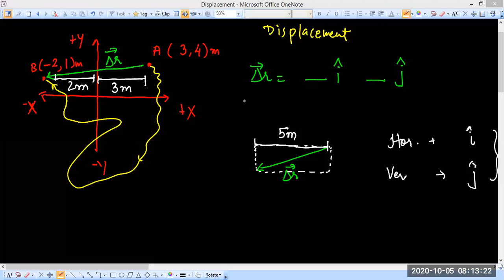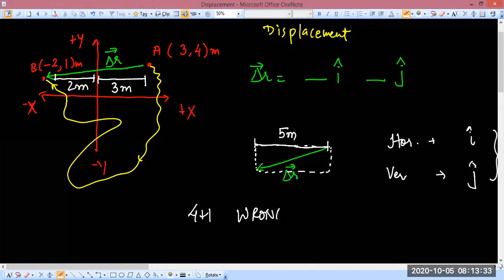Not 4 plus 1, Saurabh. 4 plus 1 5 is different. If you say this is 4 plus 1, I'll say wrong. Okay, 4 plus 1 5, wrong. This is 3 plus 2 5.